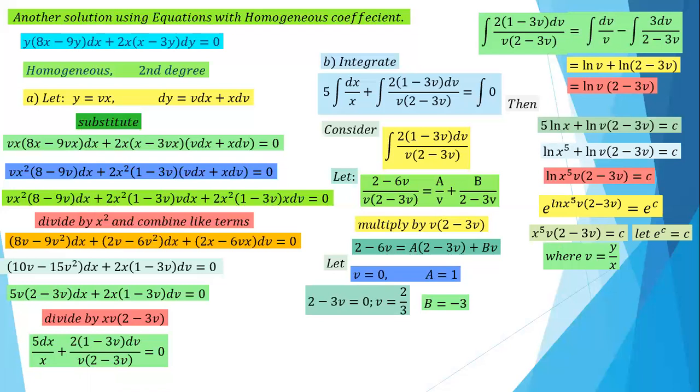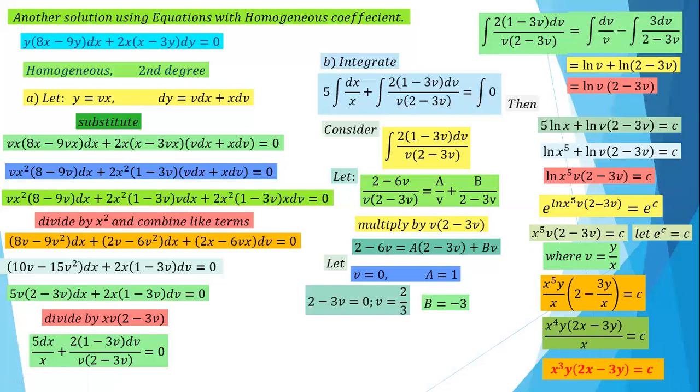Then from y equals vx, we have v equals y over x. So substitute to the equation, we have x to the fifth y over x times 2 minus 3y over x equals C. Or we have x to the fourth y times 2x minus 3y over x equals C. So x will be cancelled out. So what is left is x cubed y times 2x minus 3y equals C.